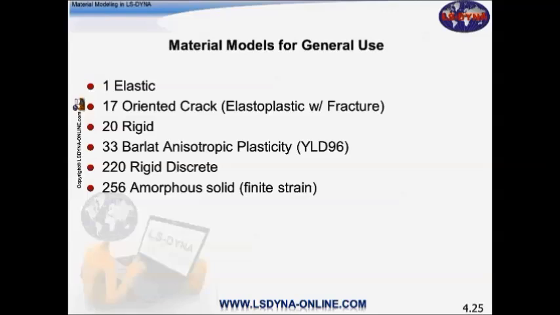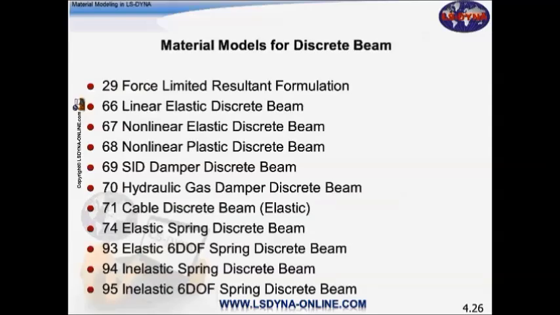Then there are general use materials, so elastic, rigid material. You can use rigid for anything that does not deform significantly, okay, or elastic for any material where the behavior is linear. Discrete beam, there's lots of material models for discrete beam. So what is a discrete beam? With a discrete beam, you want to substitute a spring by a discrete beam, because a spring has only one degree of freedom in the local system. Then we translate this into three components, while a discrete beam has 6 degrees of freedom. Okay, and there are different material models for this beam.